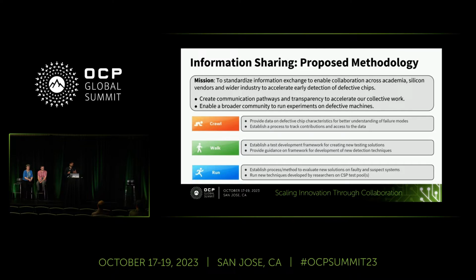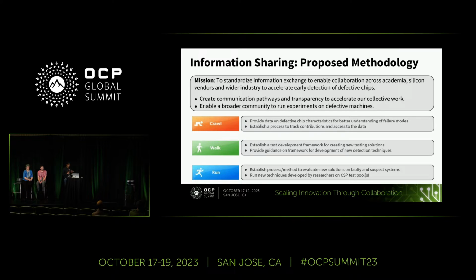And so what we will need to be able to do is talk together using a common language, using a common framework, right? And that's what we're starting with here, with the information sharing. The goal of the information sharing portion of the specification is to standardize information exchange to enable collaboration across academia, silicon vendors, and the wider industry, the cloud service providers, everybody with a stake in this problem. Ultimately, this will accelerate early detection of defective chips. And early doesn't just mean in the fleet. Early could mean before they get to the fleet in some way, shape, or form. So the earlier, the better.